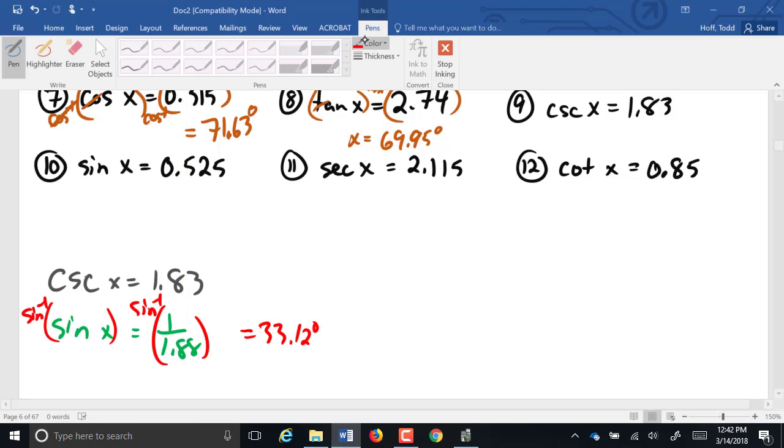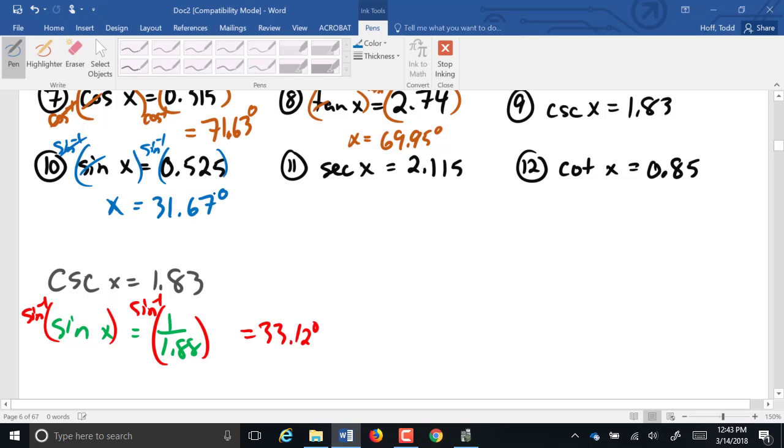So now for number 10. Sine x, well, we're going to get rid of the sine by doing inverse sine. So that cancels. x equals the inverse sine of 0.525, which is 31.67 degrees. Good.